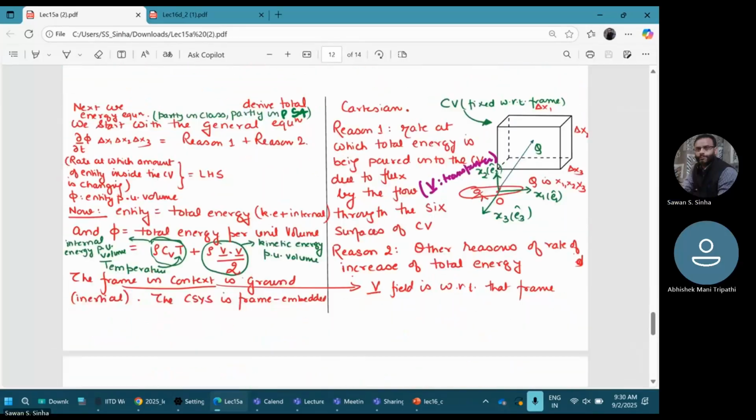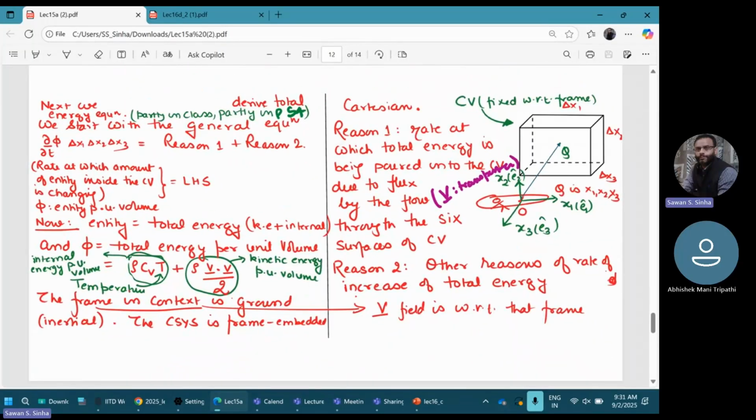All right. So now we move towards getting an equation for temperature. The equation of temperature will emerge when I apply the first law of thermodynamics to that control volume, the cuboidal control volume.